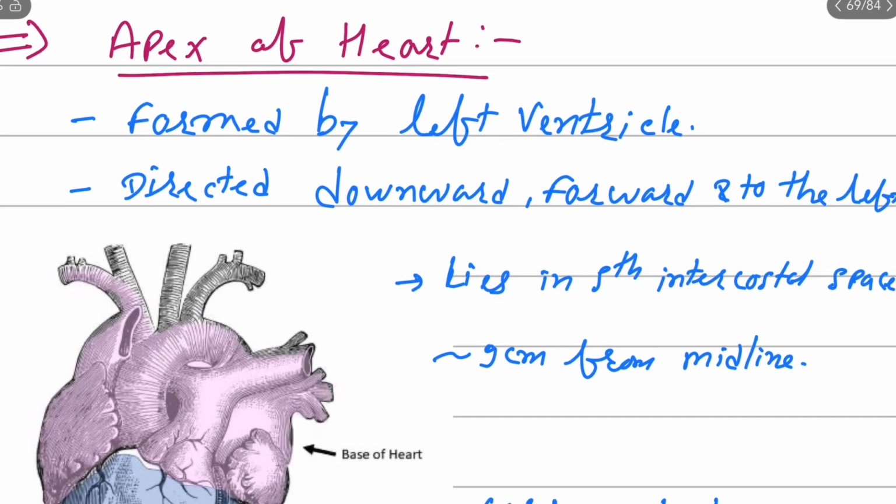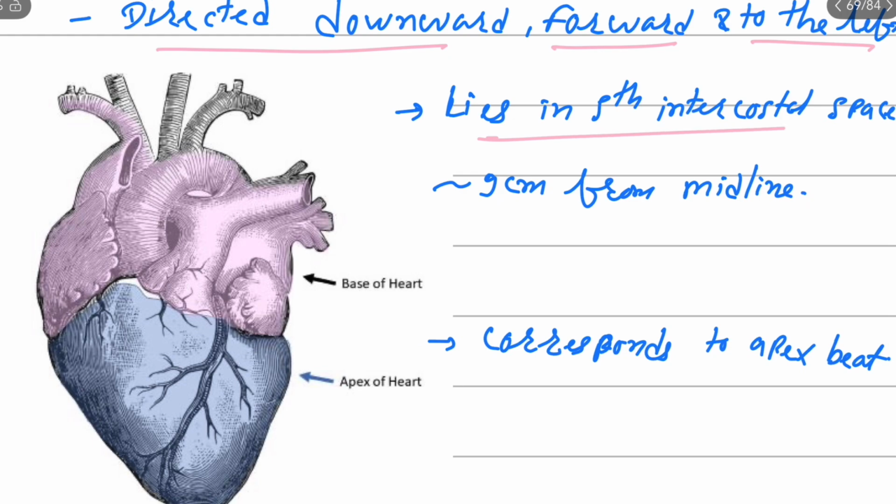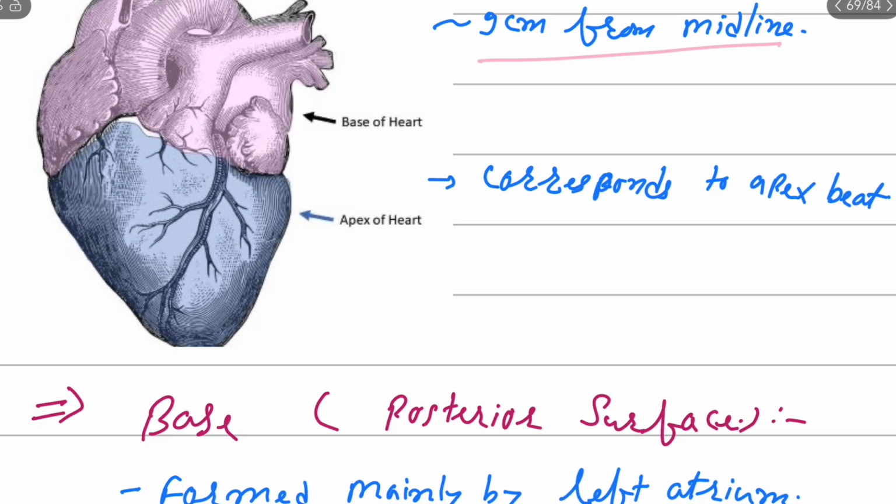Apex of heart. The apex of the heart is formed mainly by the left ventricle, directed downwards, forward, and to the left. It lies in the fifth intercostal space, 9 centimeters from the midline. It corresponds to the apex beat.